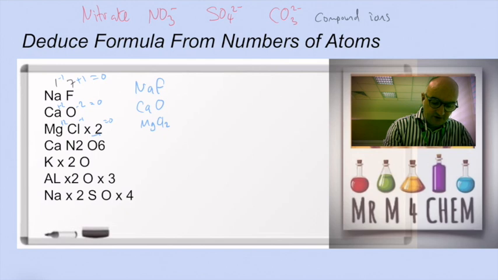And then you look at this one. You go, calcium's +2, but why are there 2 nitrogens and 6 oxygens? Why? Well, it's not going to be some weird N to N to O to O to O to O to O to O.